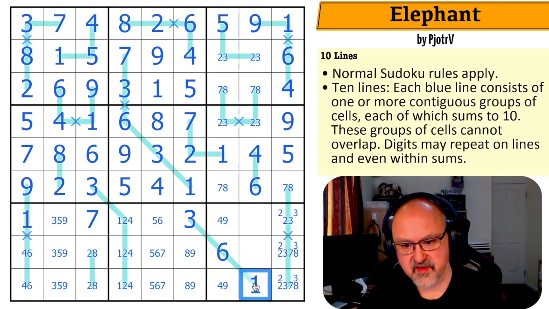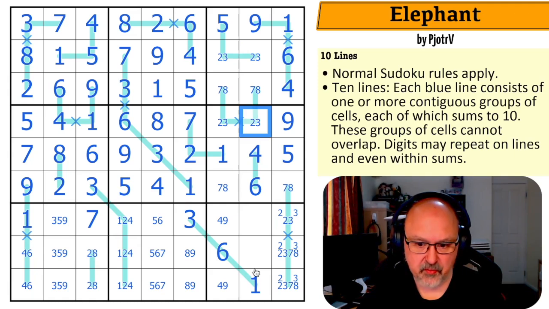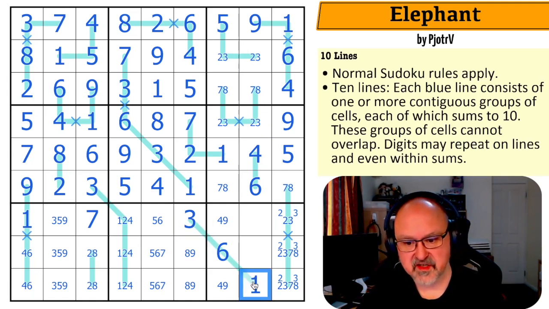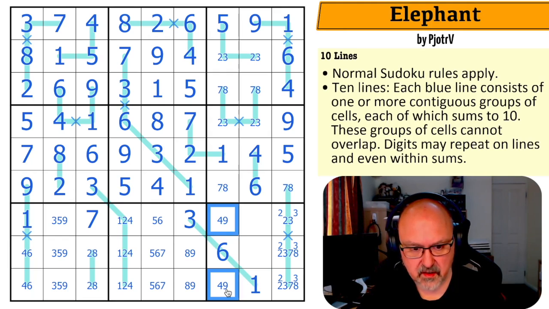If I put 4 on this line, this would have had to have been 3, 4, 3, which would have worked except for the fact that the 3 is here, and the 2, 3 pair looking down meant it couldn't work. If I put a 9 here, then I'm at 12, and it wouldn't work. So this is a 3, 6, 1. These are 4 and 9.